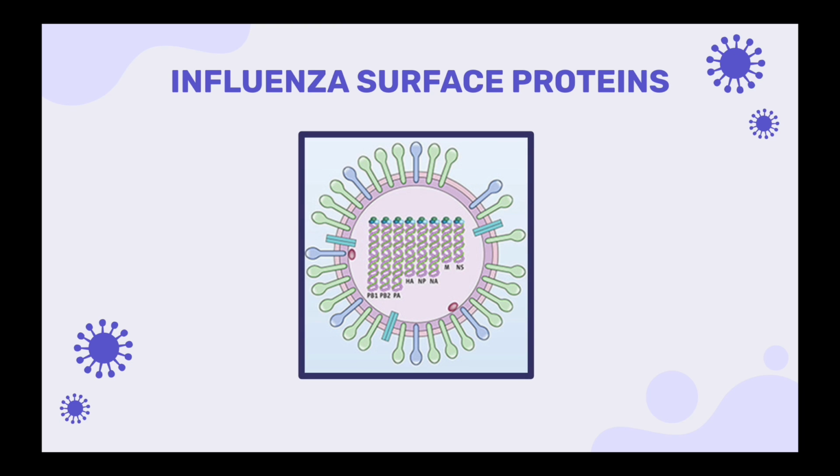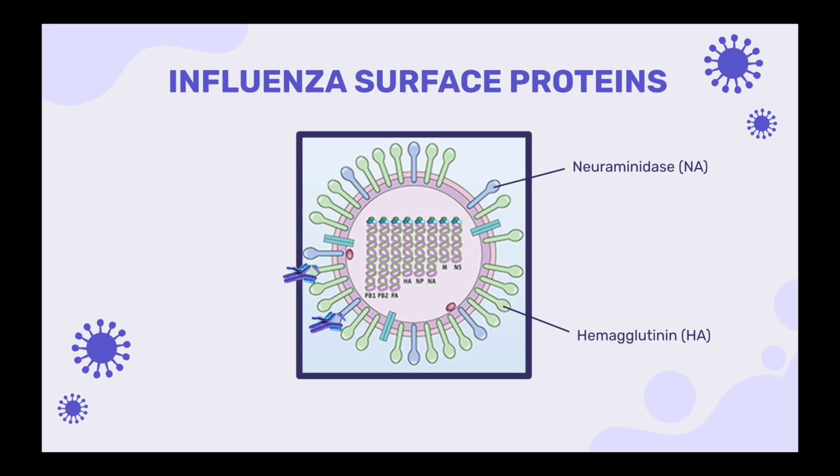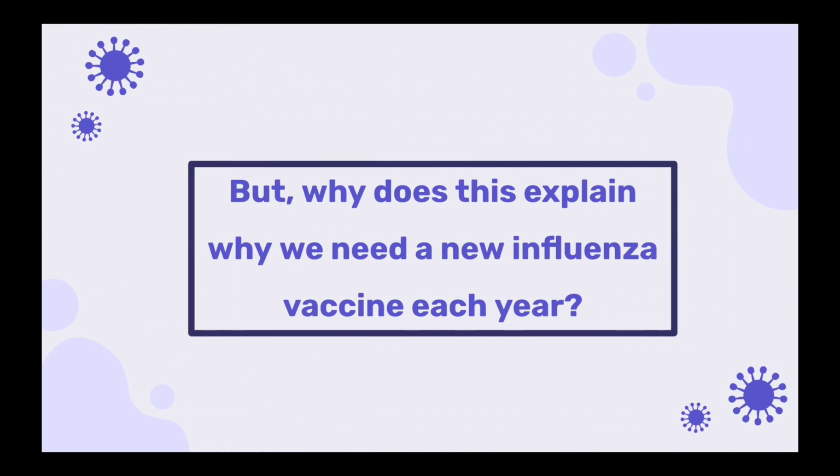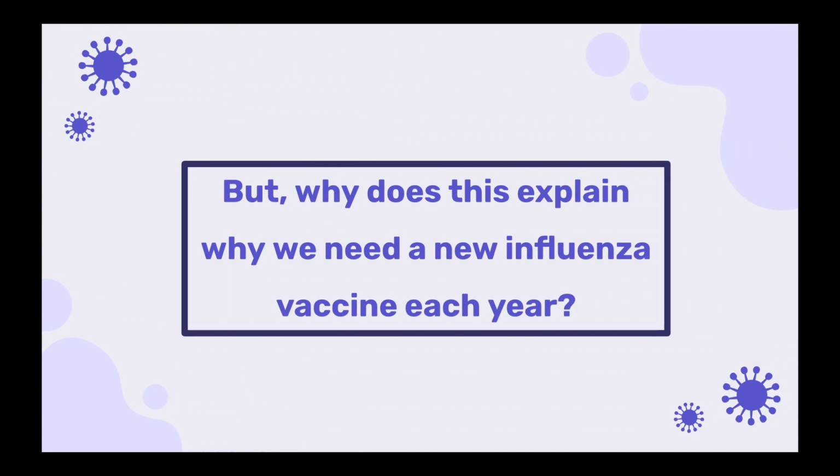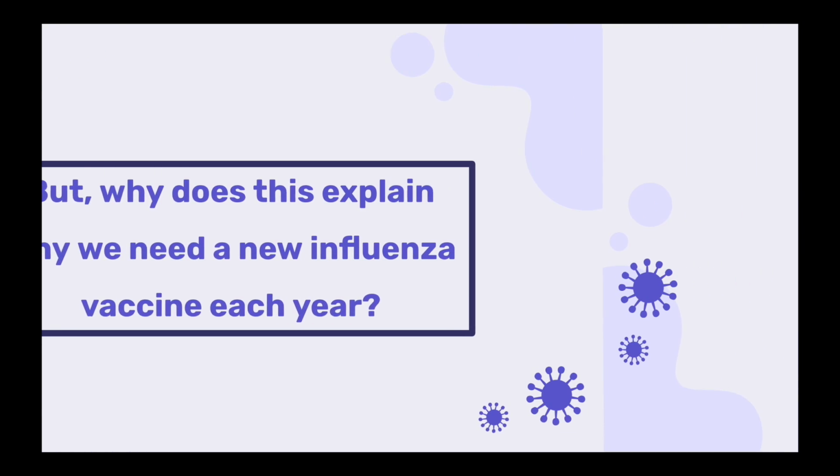With the flu, the influenza virus has the surface proteins neuraminidase and hemagglutinin. These proteins are antigens, meaning they are recognized by the immune system and are capable of triggering an immune response. This response is the production of antibodies that fight infection. But why does this explain why we need new influenza vaccine each year?